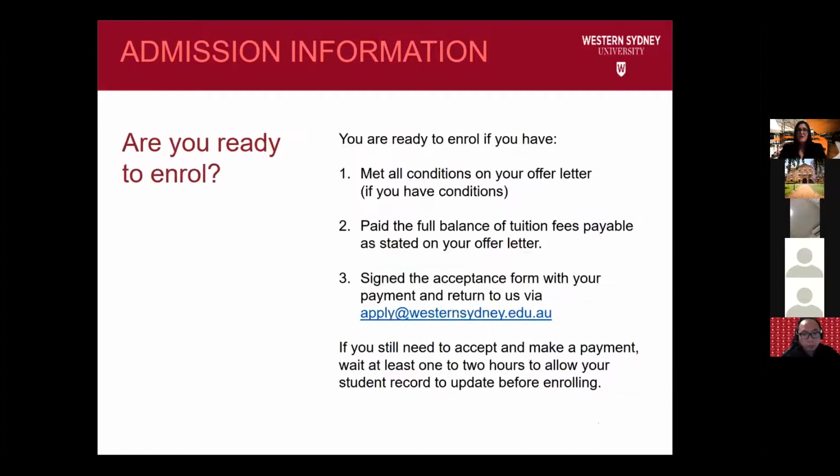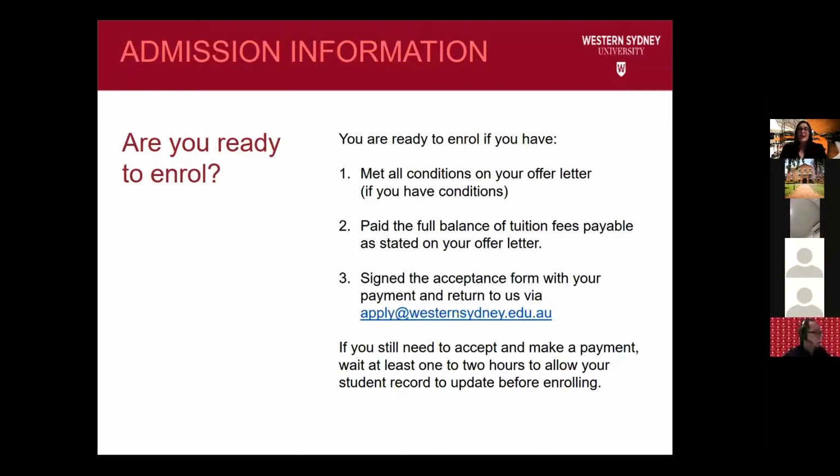Now, when are you ready to enroll? Okay, you are ready to enroll if you have met all conditions on your offer letter. That is, if you had conditions. Some of you may have had conditions, and I'll go through those conditions in a minute. You must pay the full balance of tuition fees payable as stated on your offer letter. And you must sign the acceptance form with your payment and return to us at Apply at Western Sydney.